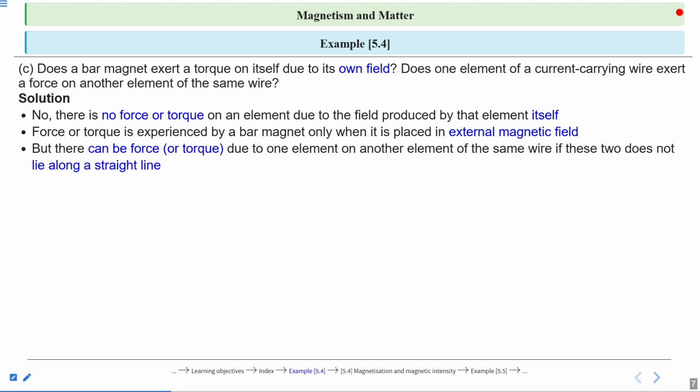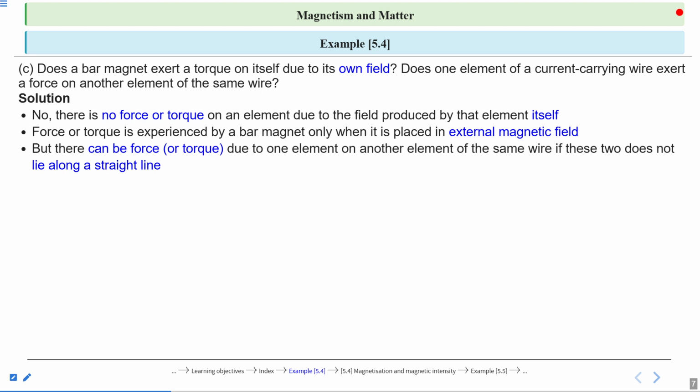Okay, so the answer starts from the third bullet point. But there can be a force or torque due to one element on another element of the same wire. But what is the condition? If these two elements do not lie along a straight line, meaning the conductor should not be straight. That these two elements should not lie in the same straight line, because the magnetic field produced by any element along that element is zero according to the Biot-Savart law we have discussed.